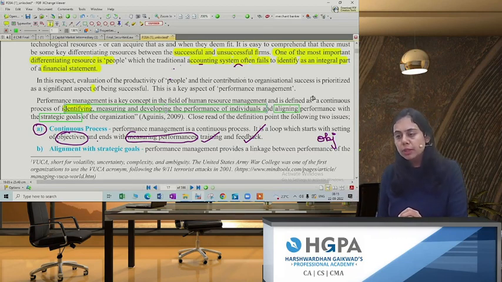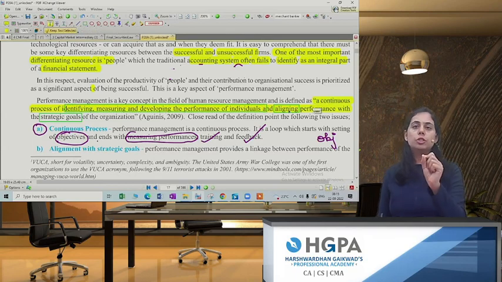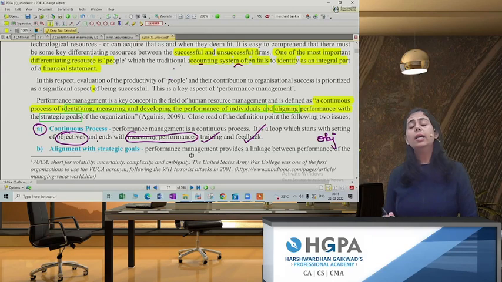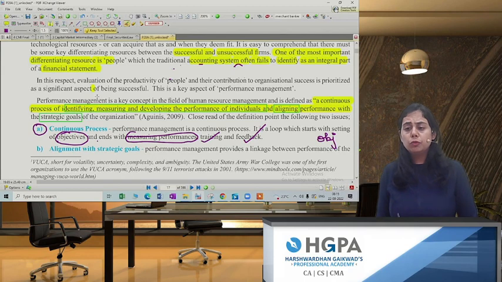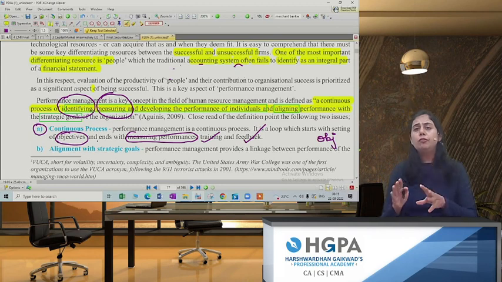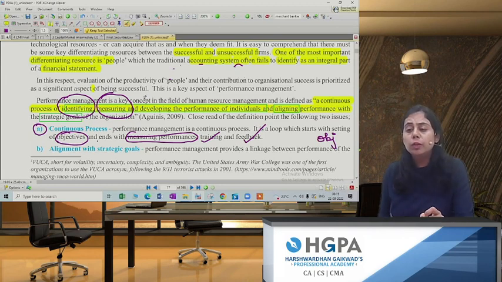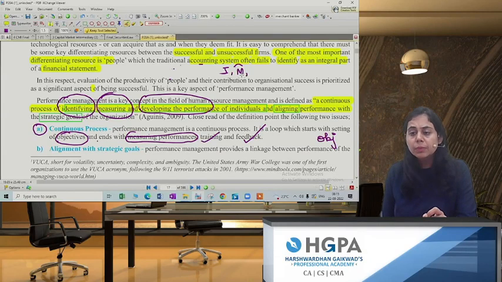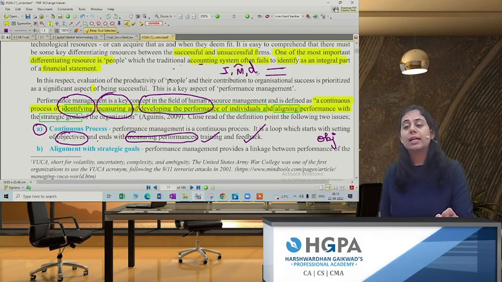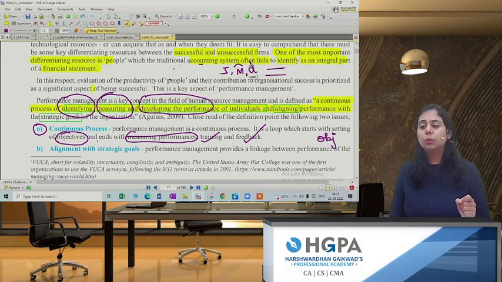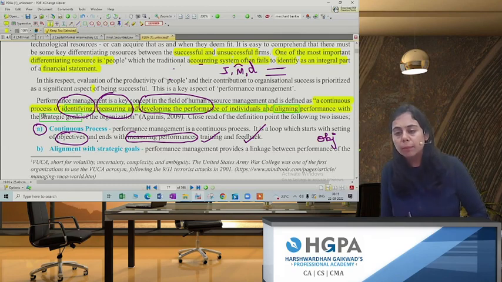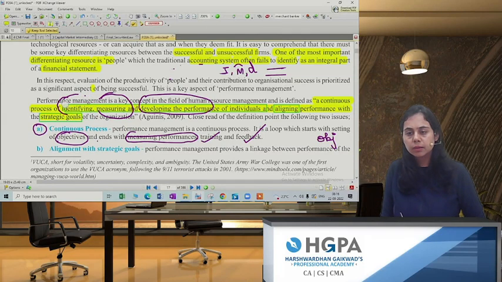So there are three words. Performance management is what? This will be your definition for performance management always. Performance management first of all is a continuous process where you first identify your performance, measure your performance, and if you are lacking, you will be developing the performance. Why are we identifying, then measuring, and then developing? So that it is aligned with the strategic goals of the company. Very important definition. Is this clear, everyone?